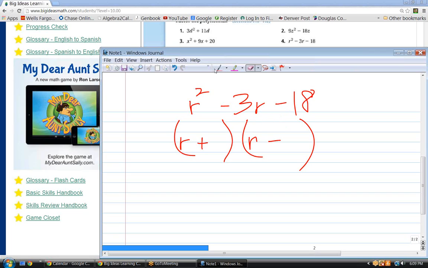Oh, okay. Now, what are we looking for? Factors of 18 that do what? That add to make -3. Not add, to subtract because of that, and not to -3, just to the number 3. So factors of 18 that subtract to the number 3, what are they?